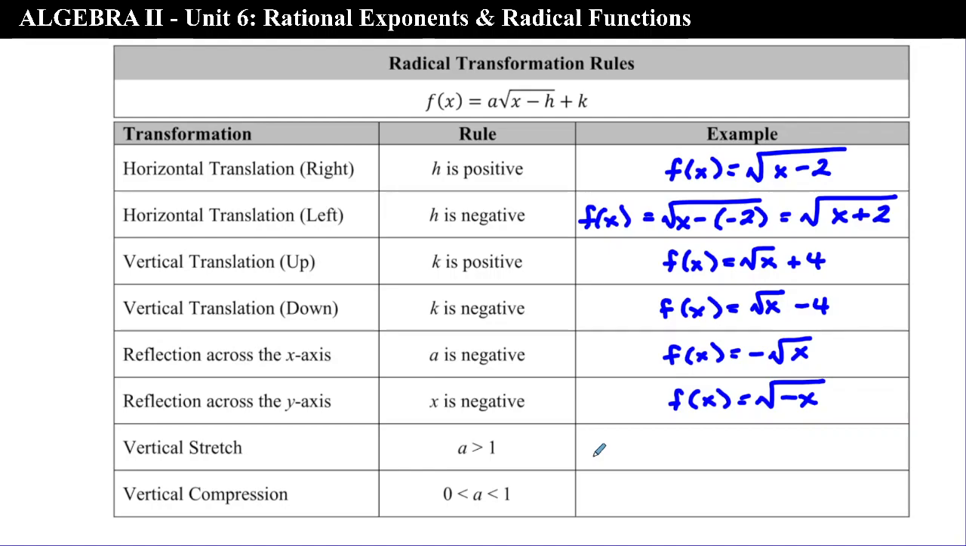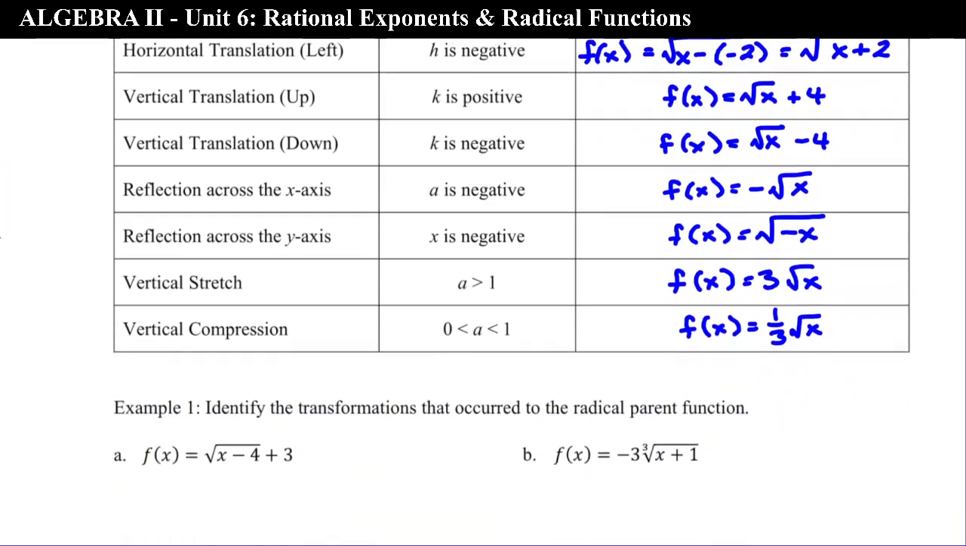For a vertical stretch, a is greater than 1, so you're going to have something that looks like f of x equals 3 square root of x. And then for vertical compression, that number in the front is going to be between 0 and 1, so something like 1/3 square root of x.